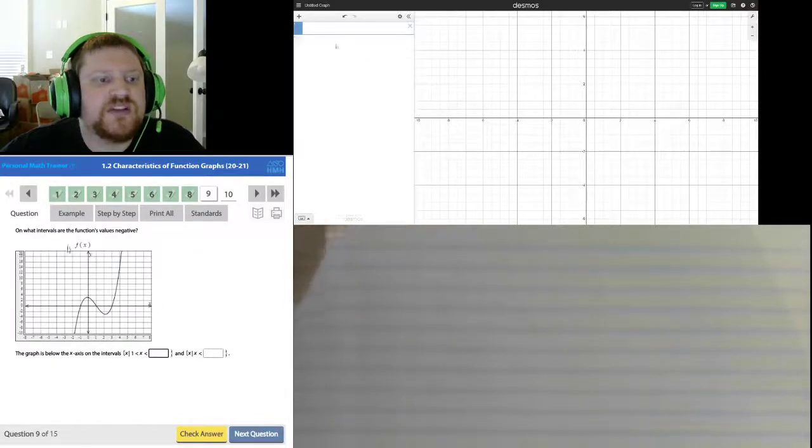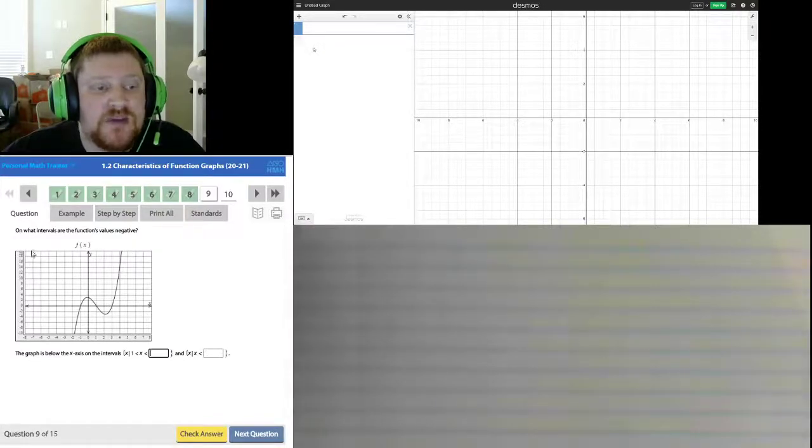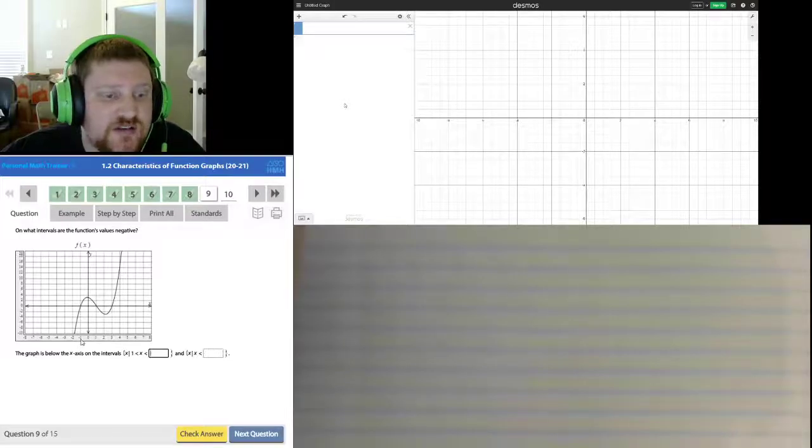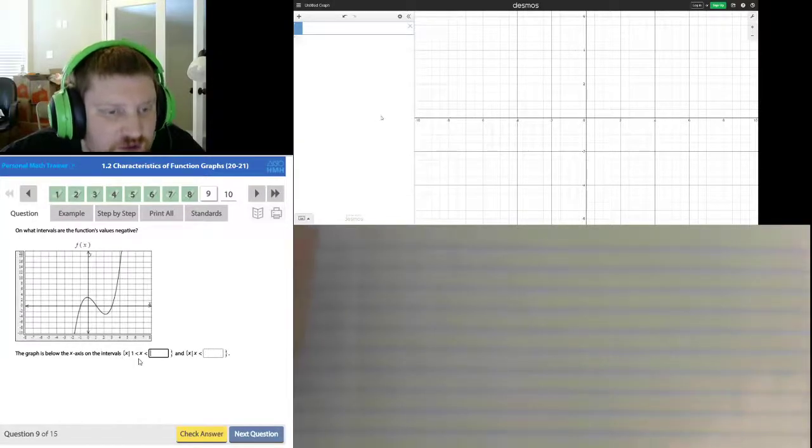So this is the exact opposite question. It actually looks like, for me, this may be the same. Nope, it's not quite the same graph. On what intervals are the function's values negative? Well, it starts negative here, but that's not the first one they want us to worry about. The first one they want us to worry about is from -1 to 1. So at 1 it goes down to the negative, and it stays negative until 3.